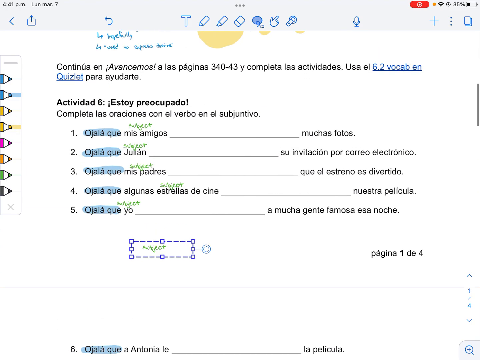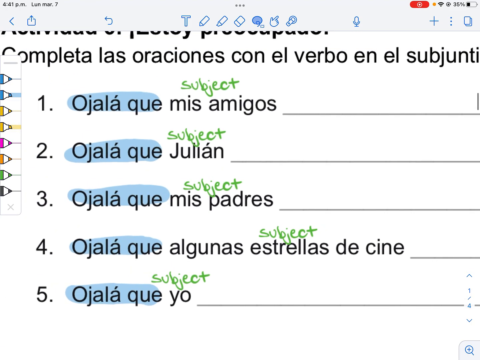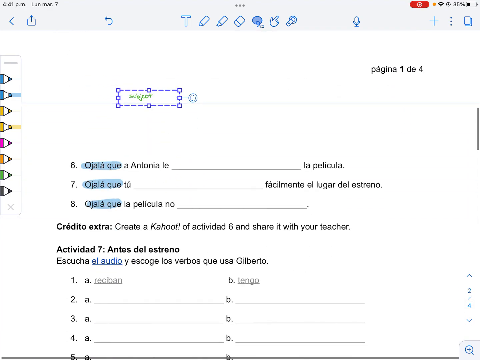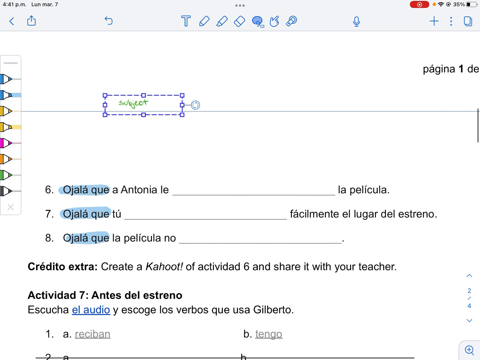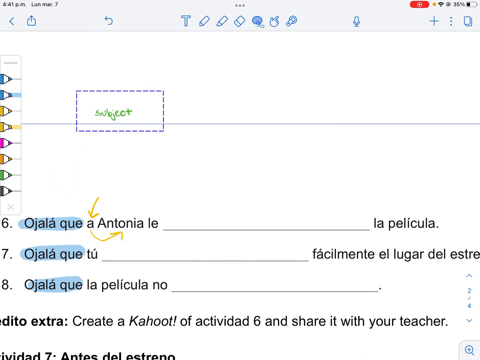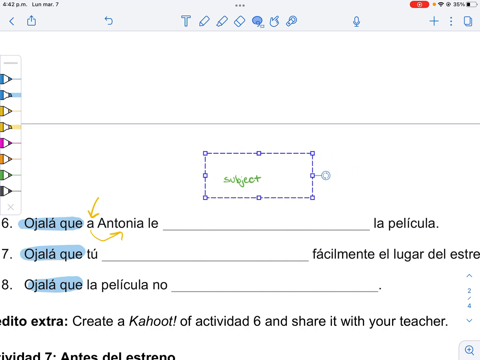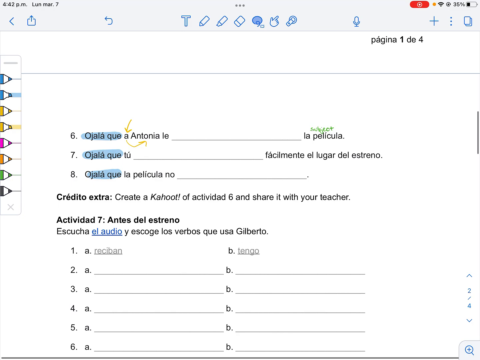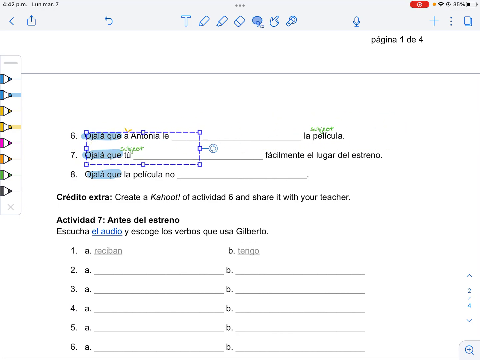So our first five are super easy peasy lemon squeezy because they're just following the normal subject-verb pattern. But we get down to number 6, and we notice we have an a here. This personal a means that for Antonia, we're going to have a backwards verb here. I think it's gustar. It is gustar, which is a backwards verb. So la película is going to be our subject. We'll get more to that later, though, for a sentence. And we have tú, and then la película.